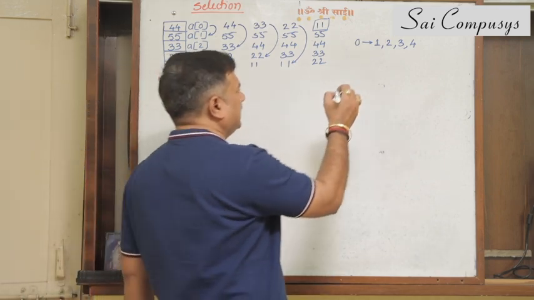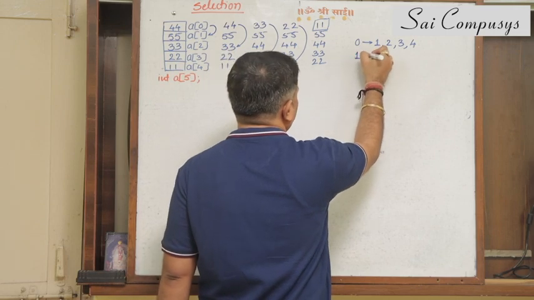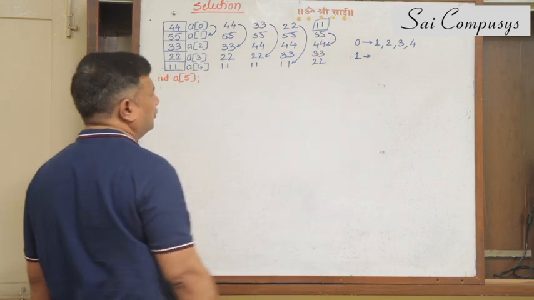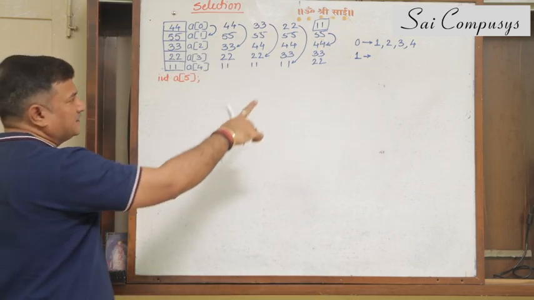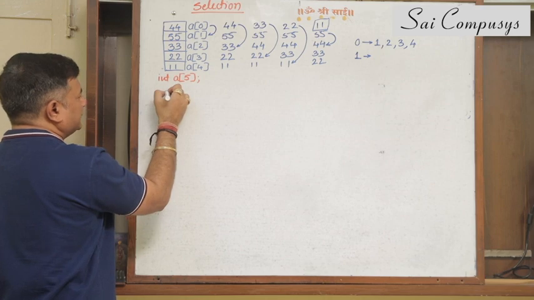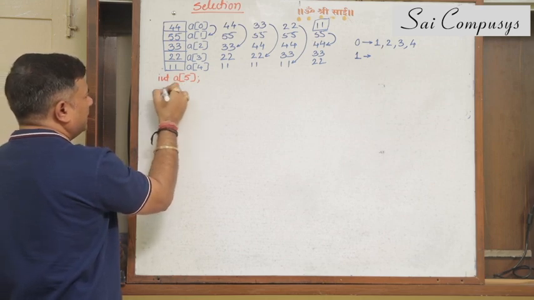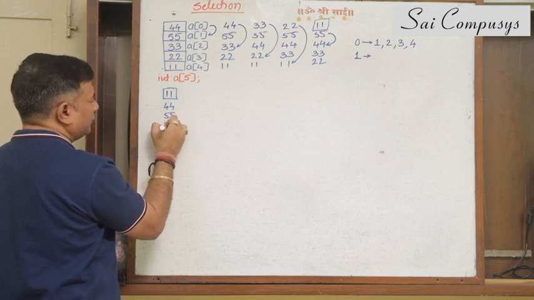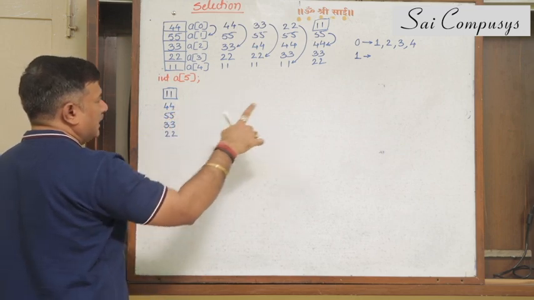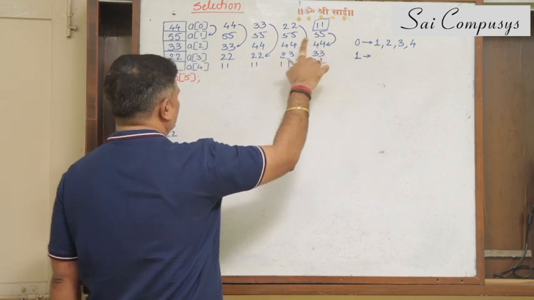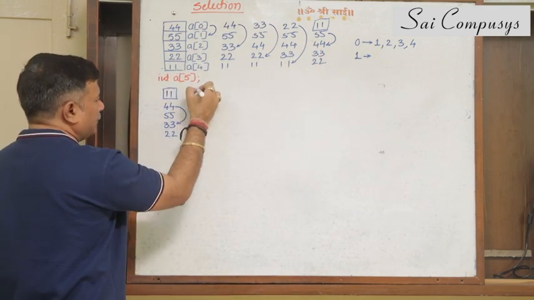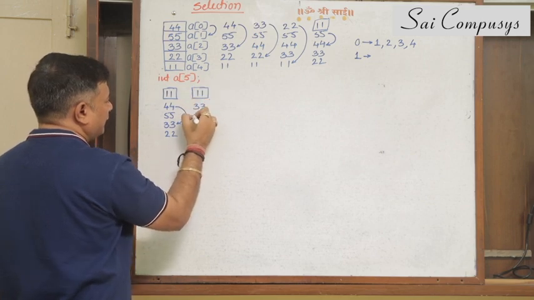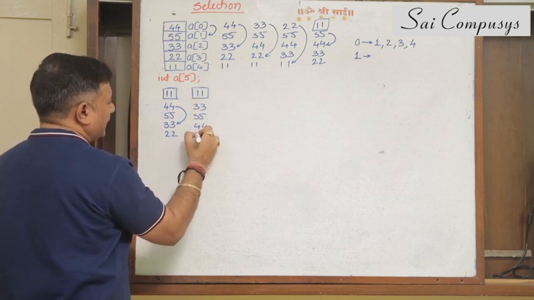That is, I'll select the first element and compare it with elements below it. So A1 has to be compared with A2. If A1 is greater than A2, I need to interchange them. So 11 is as it is in my list. This is 44, 55, 33, 22. A1 with A2, A1 with A3, if greater I need to interchange them. So this is 33, 55, 44, 22.